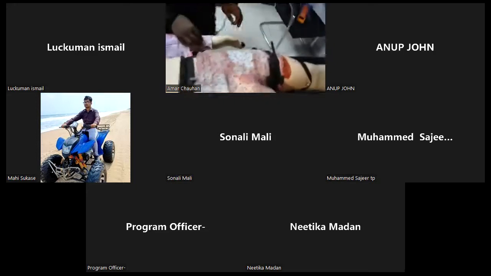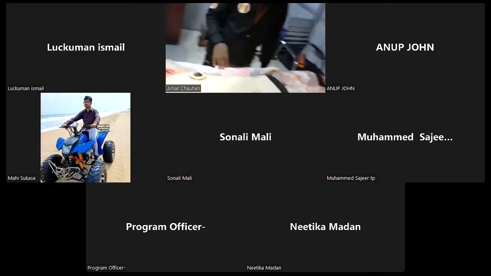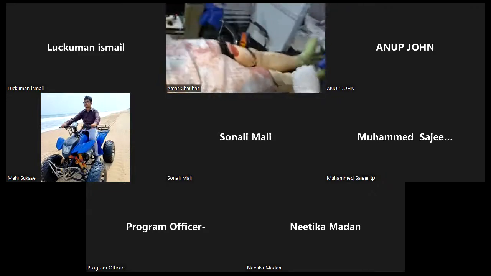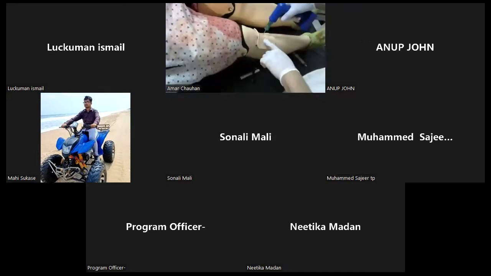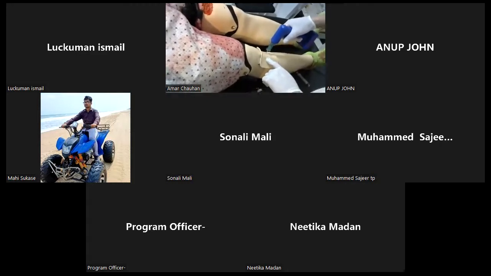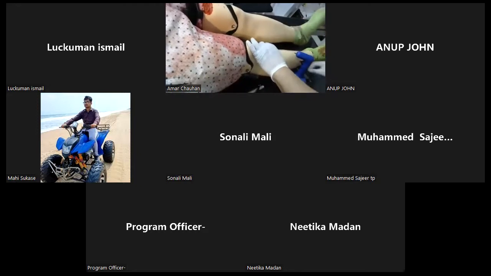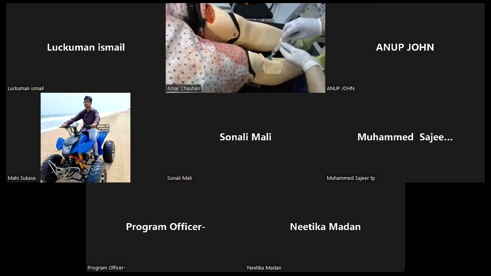Okay, moving further. Now, if you want to make a scenario where there are no veins available, then you can go for IO access. We have given IO access facility in this mannequin. I will just demonstrate the procedure also. Stop there once you get a clear feeling and aspirate. So if you don't find any vein, you can go for IO access.